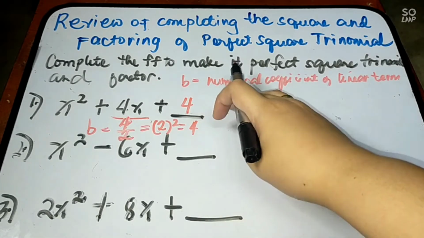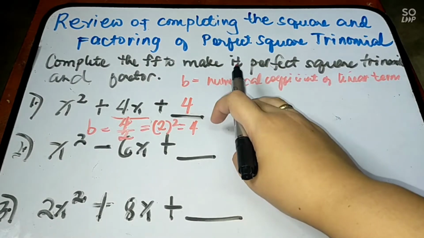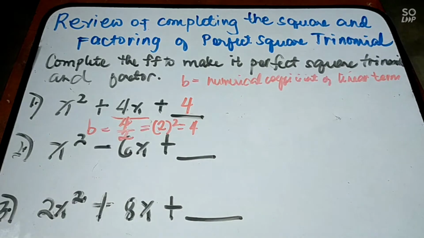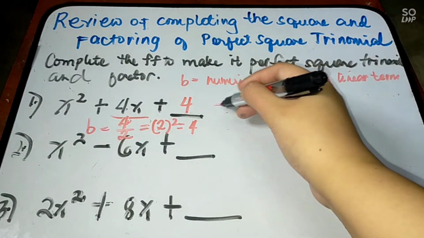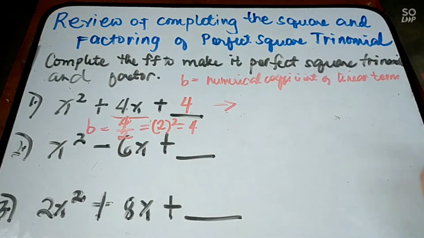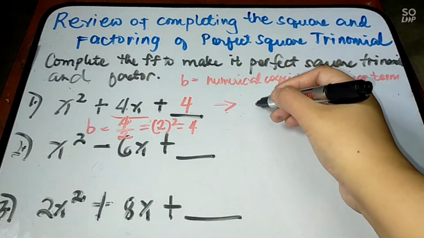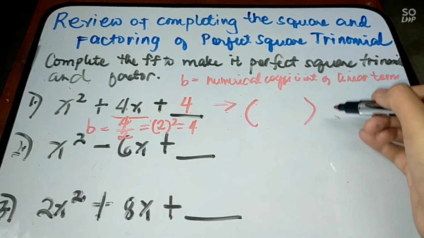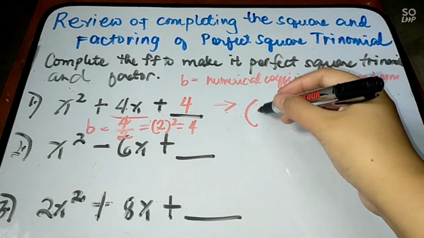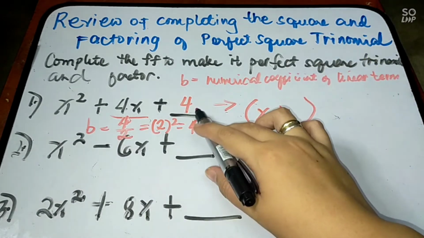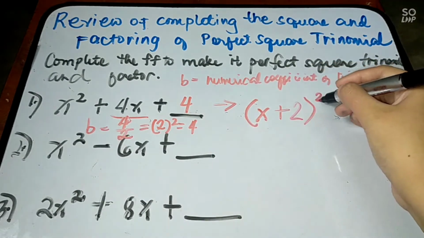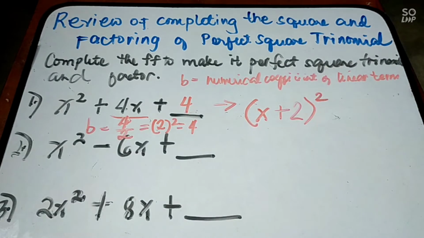Etong expression na to, yan na po ay perfect square trinomial. Since may perfect square trinomial ka na, pwede na natin siyang i-factor. So, paano mo naman siya i-factor using perfect square trinomial? We have here the square root of x squared, which is x. Then, just copy the sign, we have plus. The square root of 4, the answer is 2. Then, squared. We're done. That is it. Okay? Next tayo.